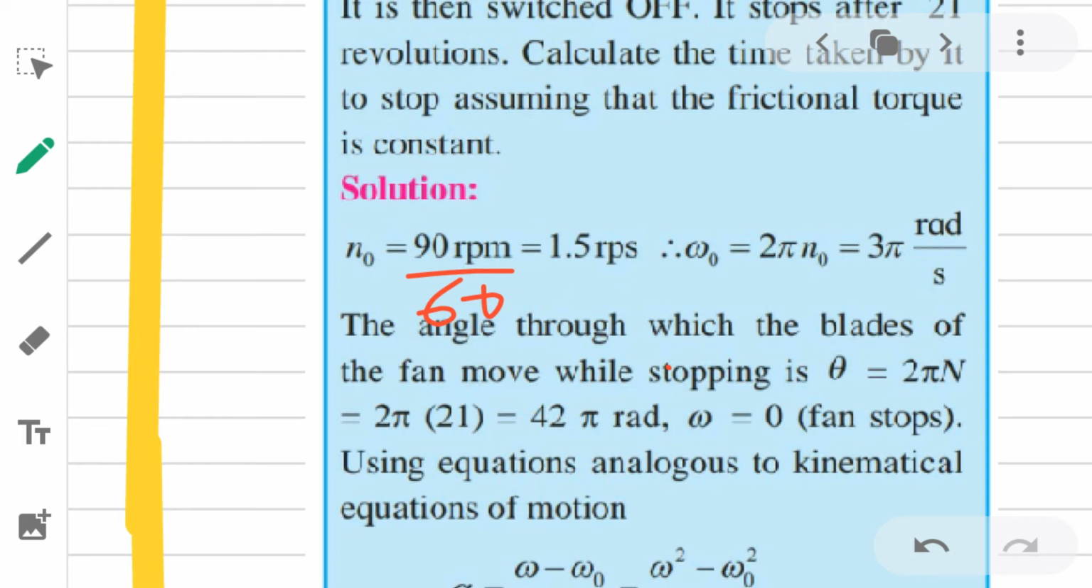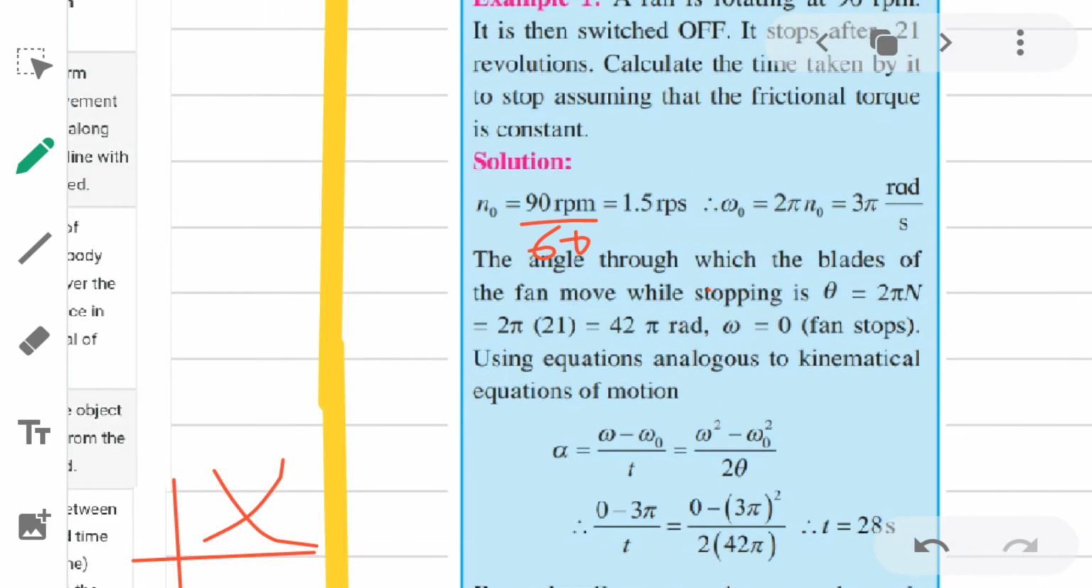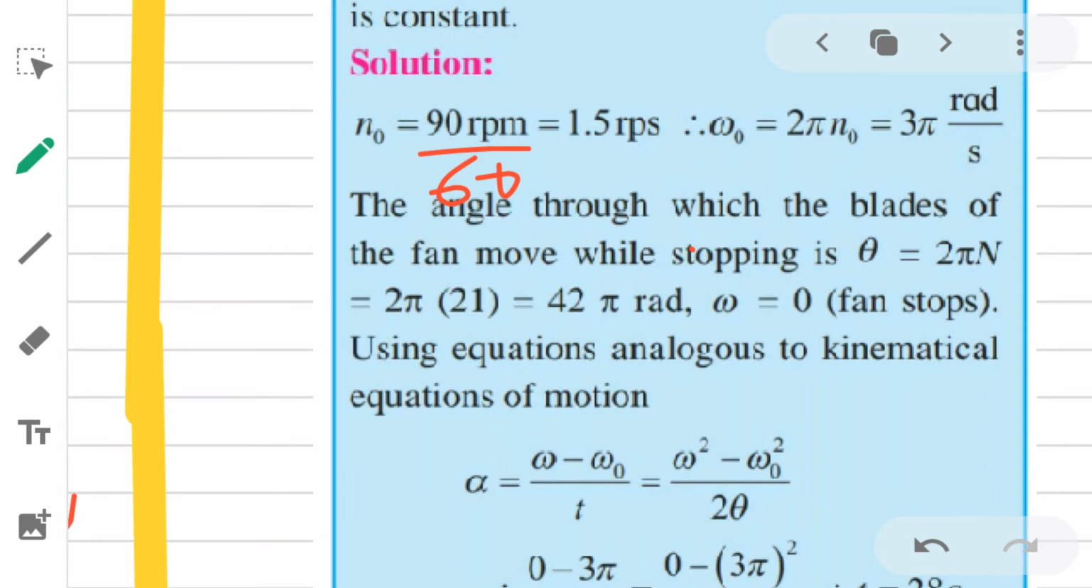Now the angle through which the blade of a fan moves, theta, is 2 pi n. Theta is what? Angular displacement. Theta is equal to 2 pi n. n is 21 as given here. It stops after 21 revolutions, that is n. That is 42 pi radian.